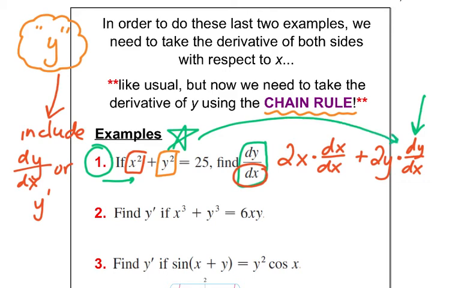Let's keep going. Again, left to right. I got that term. I got that term. This is equal to, let's say, the derivative of 25. Remember, the derivative of a constant is just 0, right?